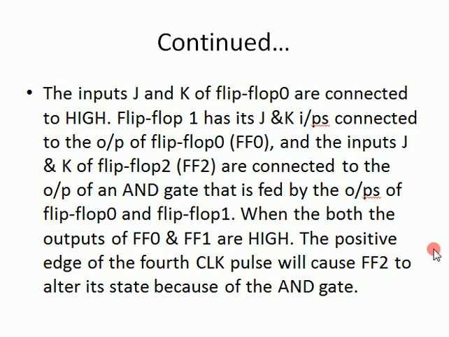Flip-flop 1 has its J and K inputs connected to the output of FF0, and the inputs J and K of FF2 are connected to the output of an AND gate that is fed by the outputs of FF0 and FF1. When both of the outputs of FF0 and FF1 are high, the positive edge of the 4th clock pulse will cause FF2 to change its state because of the AND gate.